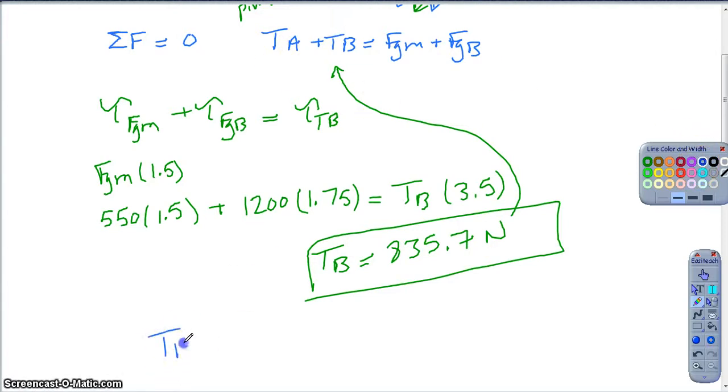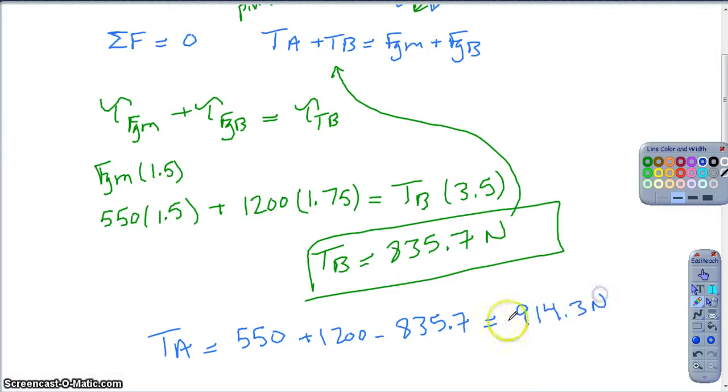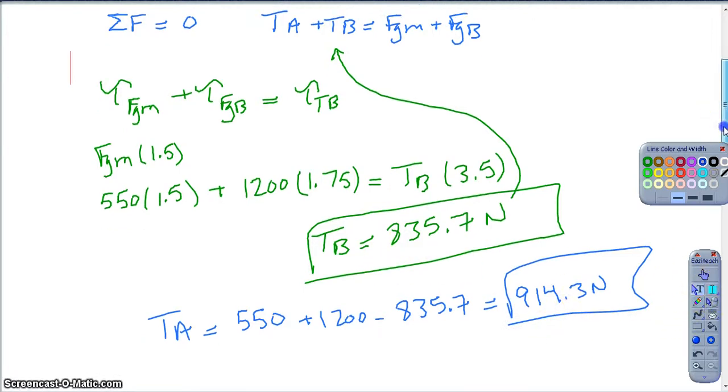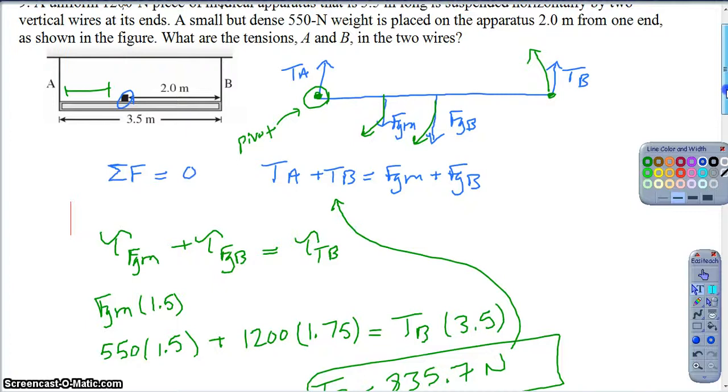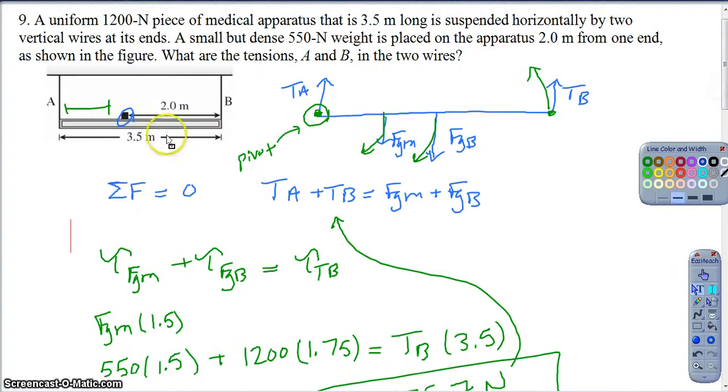So if I want to solve for the first tension, I'm going to use these two forces of gravity minus tension B, right? So my force of gravity of the block, 550, plus my force of gravity of the beam, 1200, minus the tension I just solved for, 835.7, and that ends up giving me that tension A is about 914.3 newtons of force. Right? So tension A, tension B, hopefully nothing too tricky to solve here. It does make sense as I reflect back on this problem that tension A should be a little bit higher than tension B, since the mass is located closer to tension A than it is to tension B.